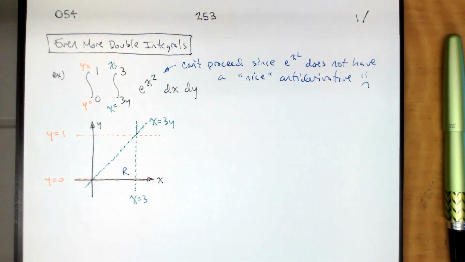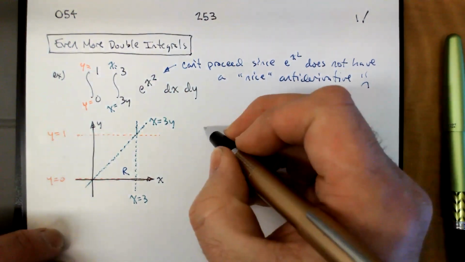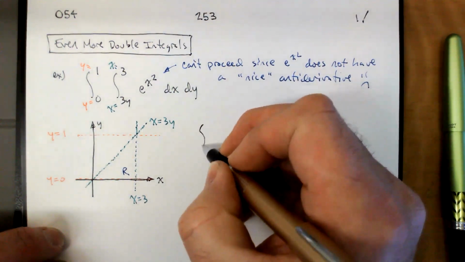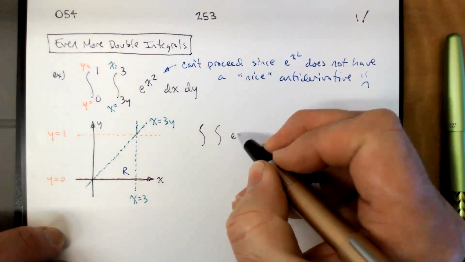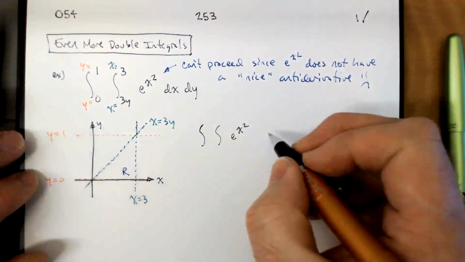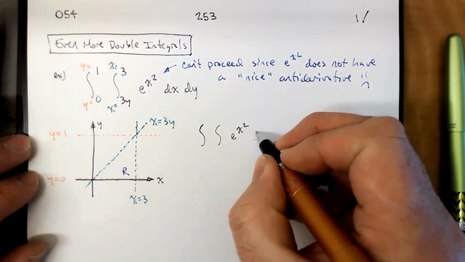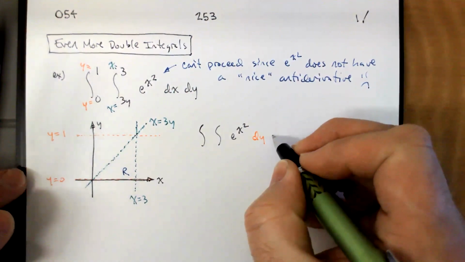So what we're going to do is switch the order of integration to a dy dx integral. So I want to set this up as a dy dx integral. My x's are going to be my outer integral. I'm going to change the order. I'm going to start with the y and finish with the dx.